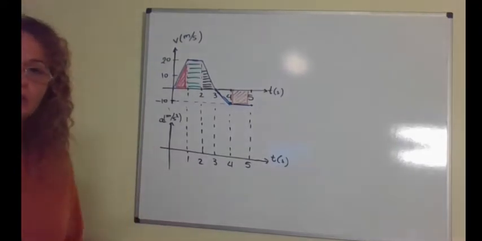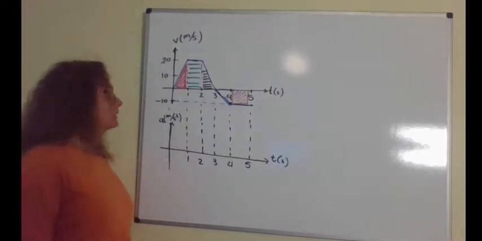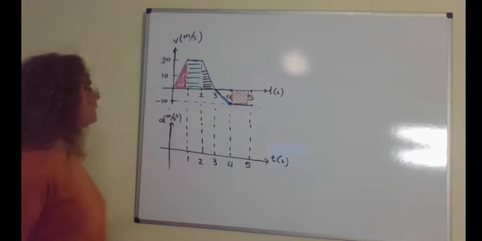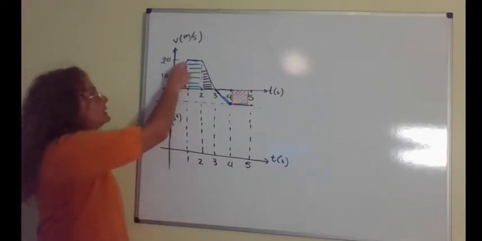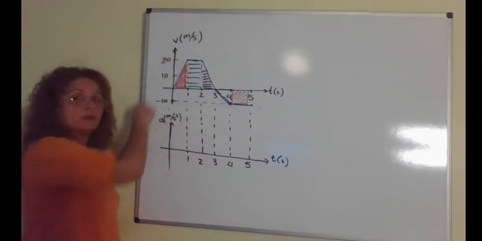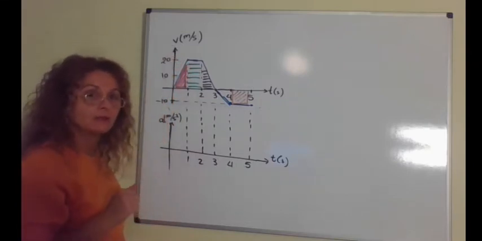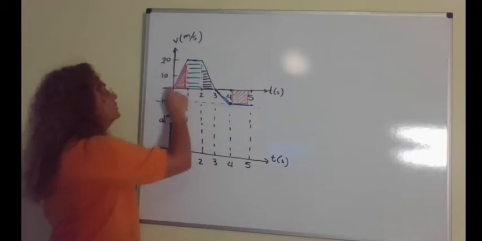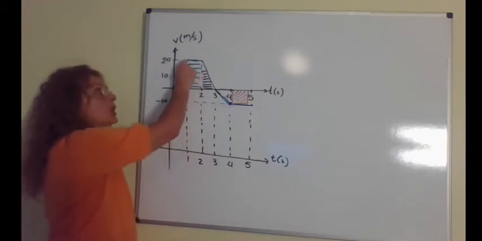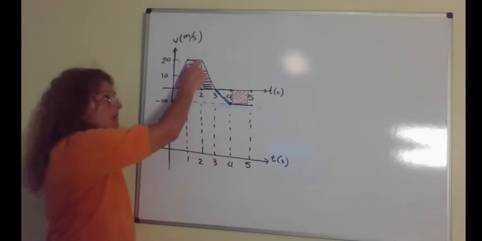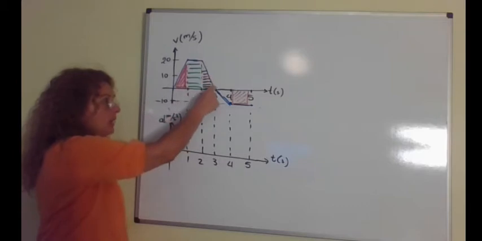Okay, so one object, multiple motions. I have an object here that speeds up from 0 to 20. How do I know? Because this is a velocity time graph, right? The velocity changes from 0 to 20 in 1 second, then the velocity stays the same. Then it slows down and stops.